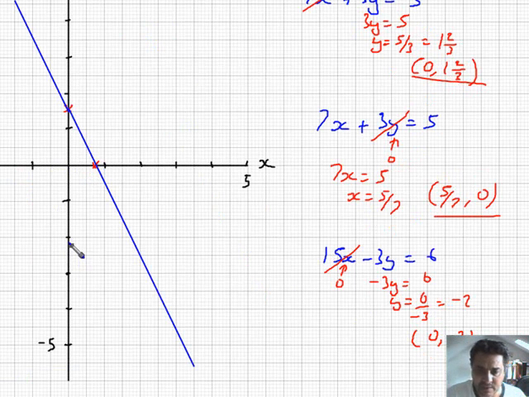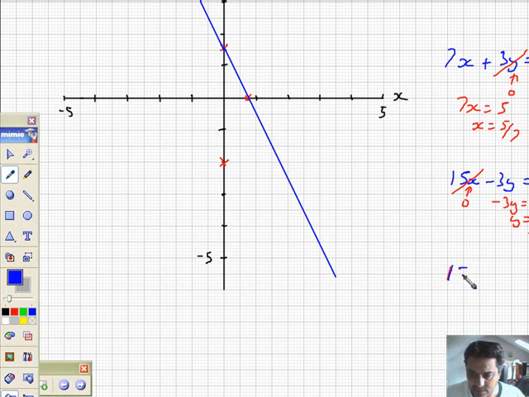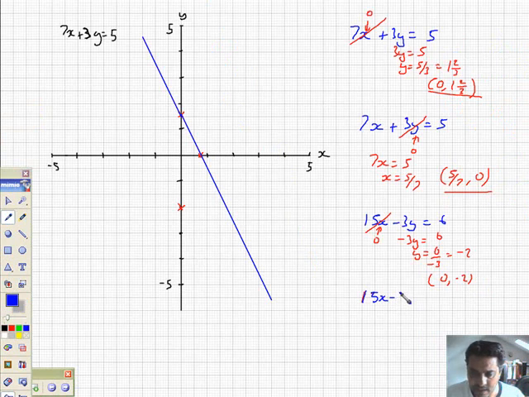0 minus 2 is right there, so plant it just there. Rewrite the equation again in blue so I can show you the full calculation. I did say blue, didn't I? So 15x minus 3y equals 6.